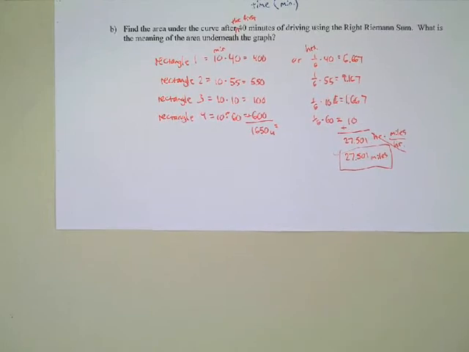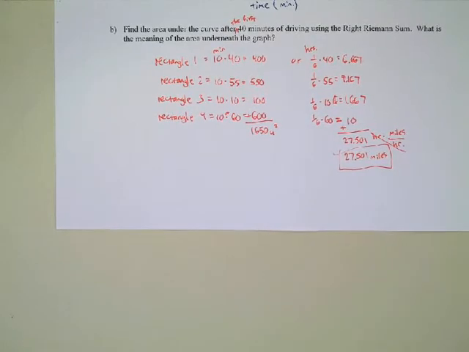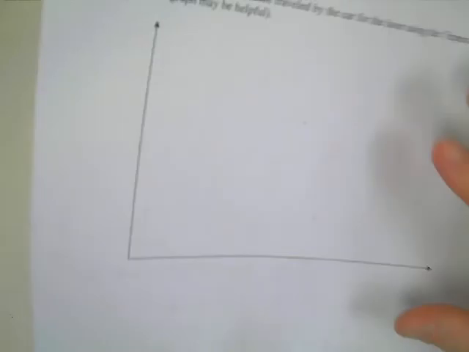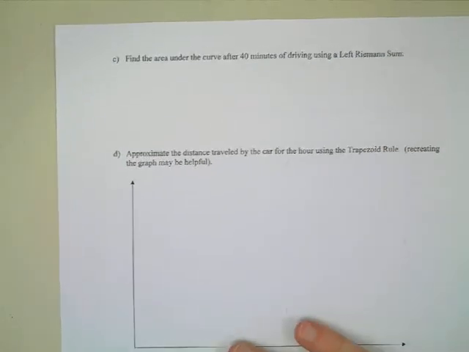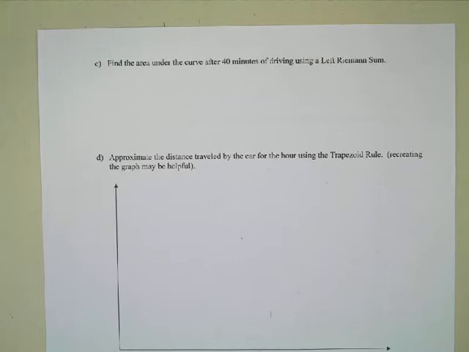So 27.501 is the final answer there. All right. Flip it over here and go ahead and find the area of the curve after 40 minutes of your driving using a left Riemann sum. Okay, it's very similar. Let's do it with the 1/6 time intervals instead of the 10 minutes. So 1/6 of an hour instead of 10 minutes for the time intervals.